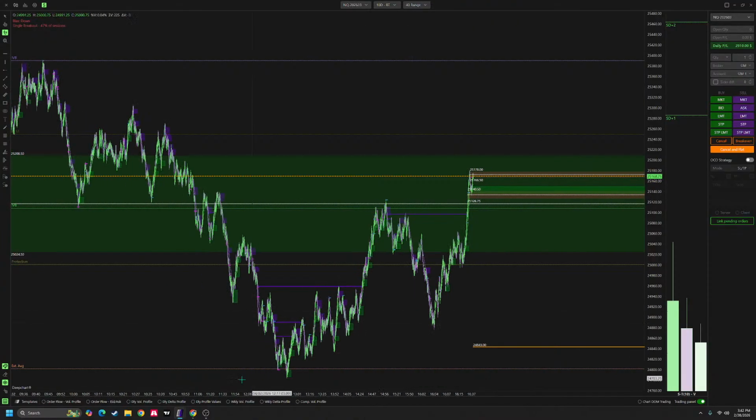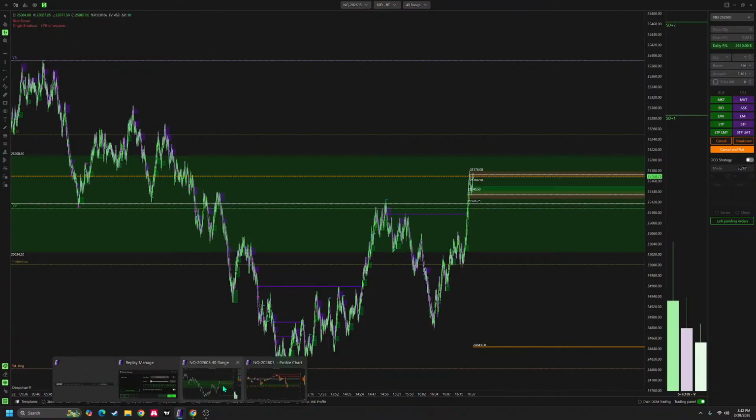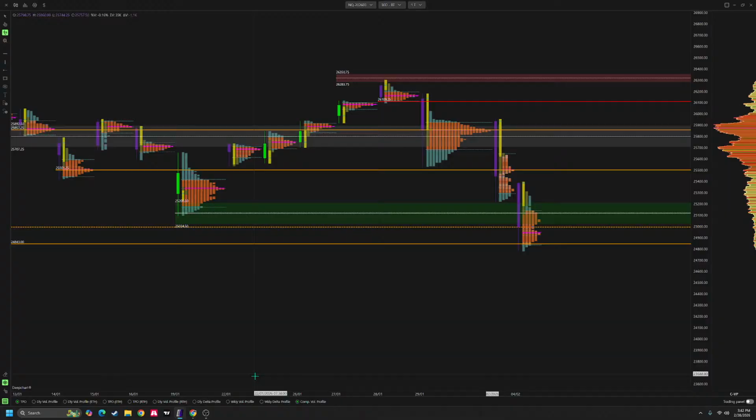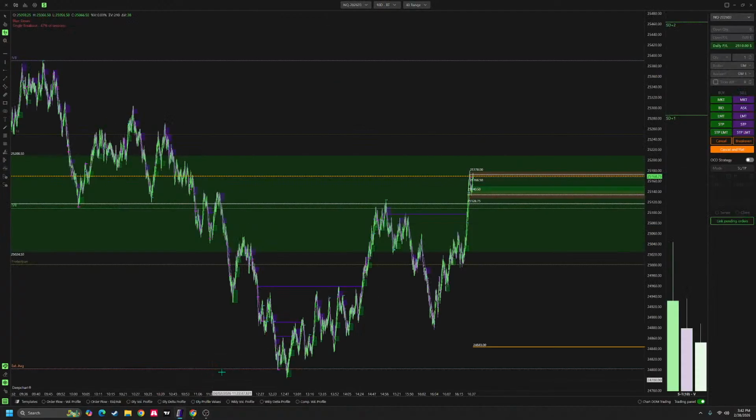What's interesting, man, that green zone there, let me open up my profile chart. Is it really that big? Oh no, that's just what I created. So we're going to get rid of that. We're going to get rid of that. We don't need this zone.